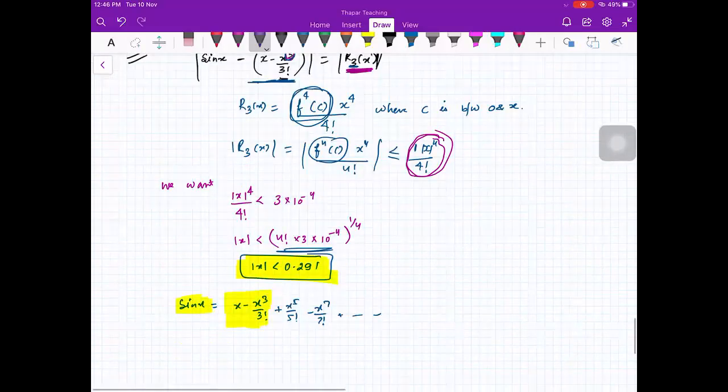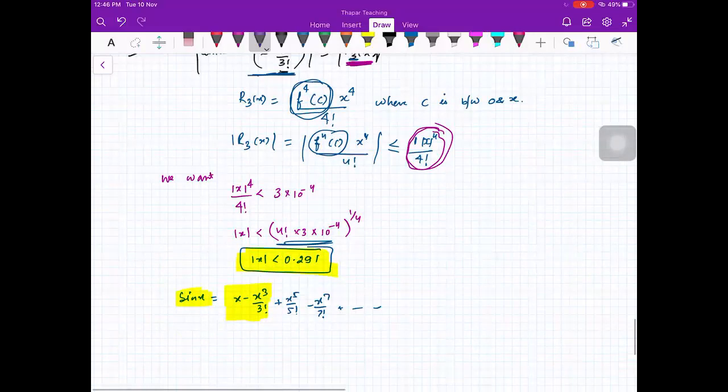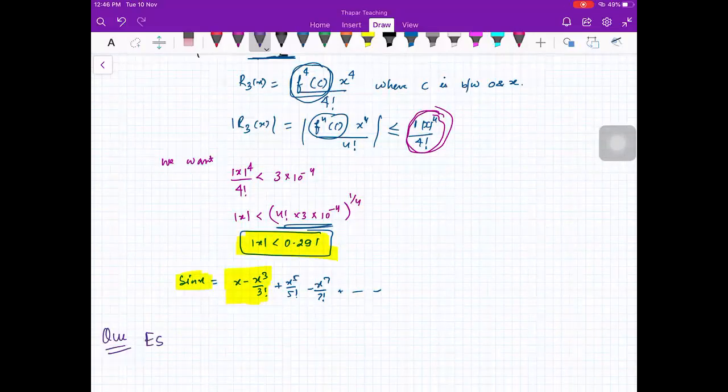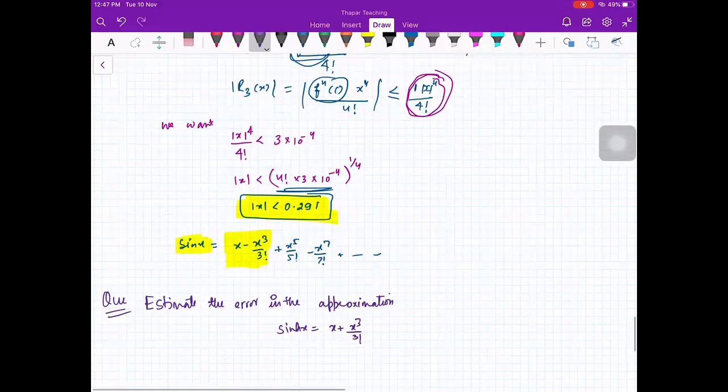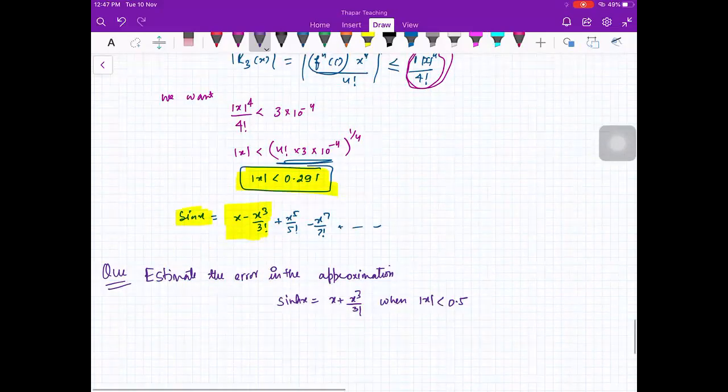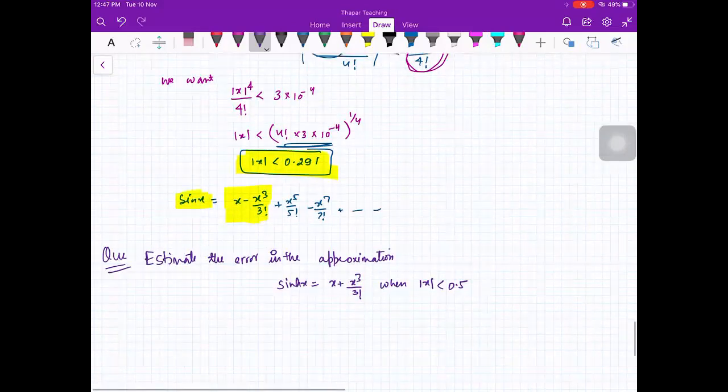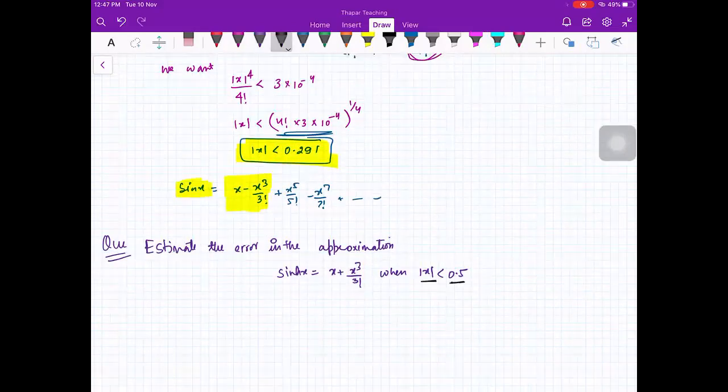Okay. So the next type of question is, you are given, let me write down: estimate the error in the approximation sin hyperbolic x is equal to x plus x cube upon 3 factorial when mod of x is less than 0.5. Fine. So here you see a bound on x is given. You are asked to find out the error. So this is another type of question.